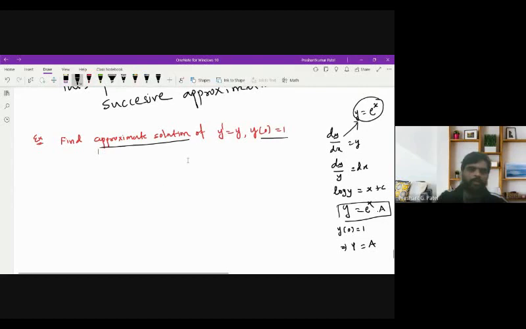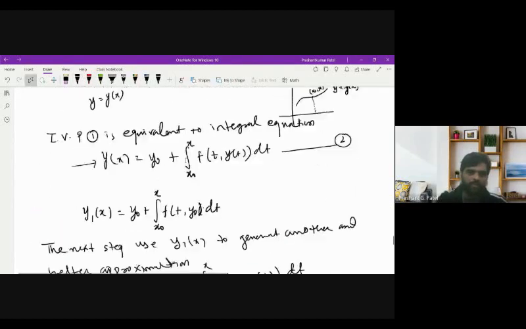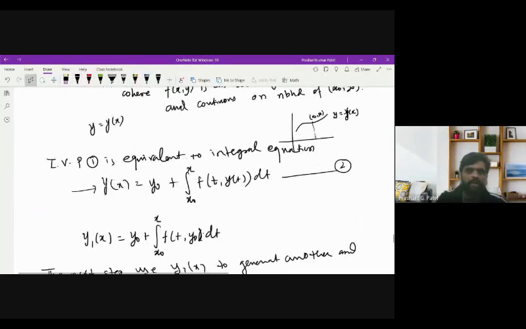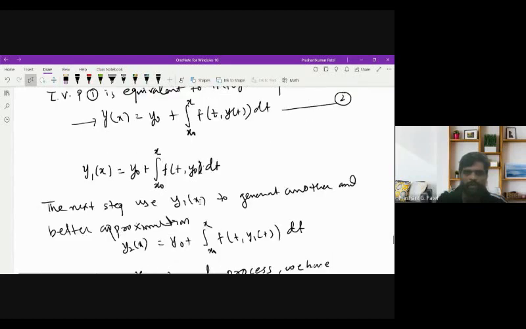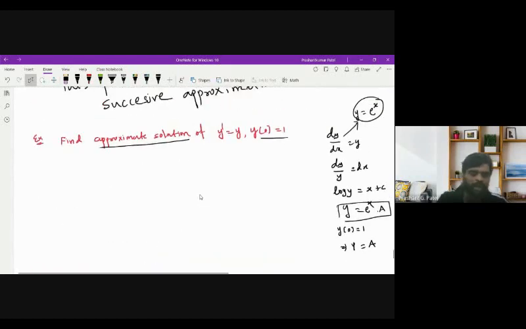As per this Picard successive approximation method, we'll start with the initial solution, which will be y of x is equal to y0 integration. What is x0 and y0? Here in this case, x0 is 0 and y0 is 1, because this is x0 and this is y0.